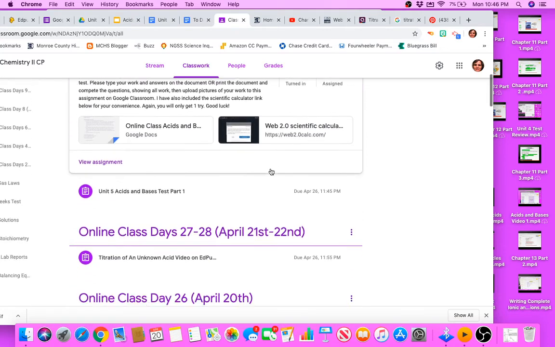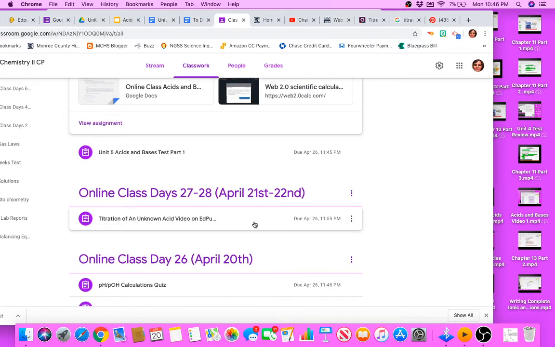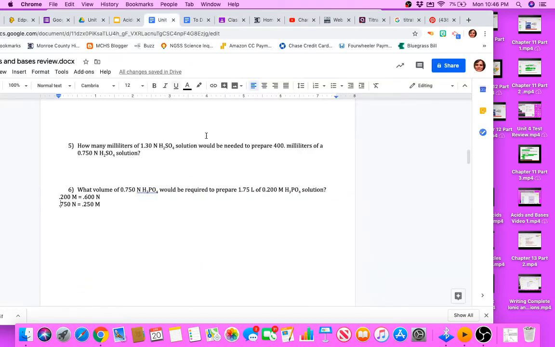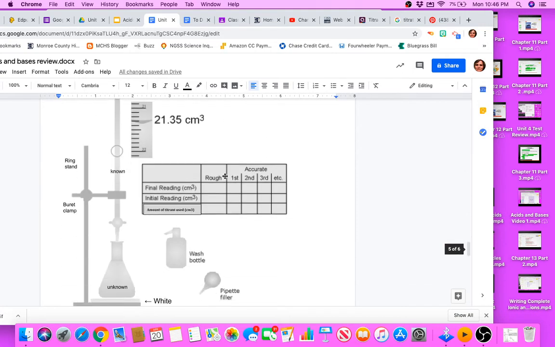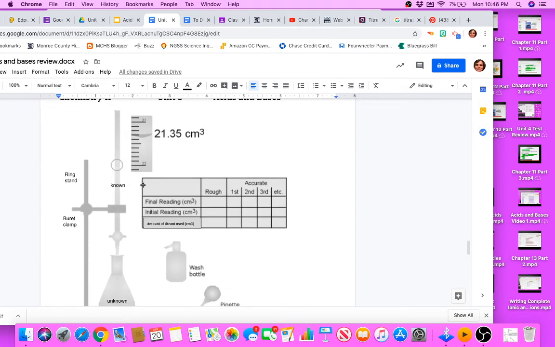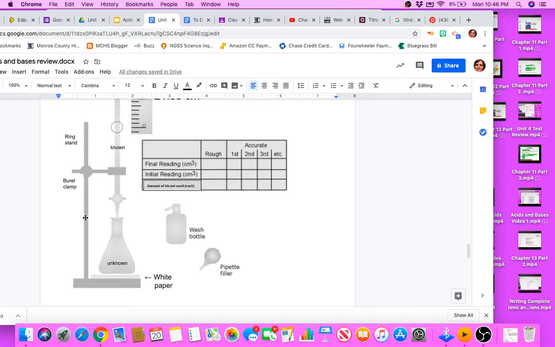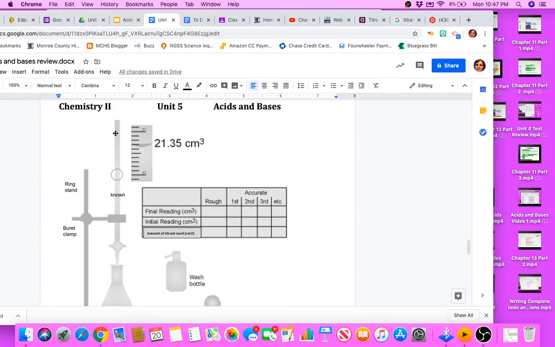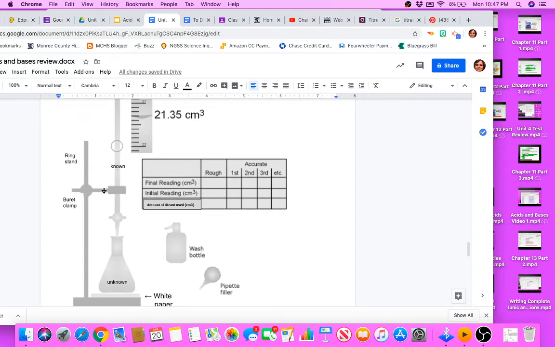So the last thing we need to talk about is what the video was over that you should have already watched about the titration of an unknown acid. Basically, I just wanted to review the apparatus a little bit. Again, you have a ring stand, which I think we've used in class before, and then you have a burette clamp. Now, this one is a little different than the one she showed you on the video, but again, there can be different forms. But basically, your burette is this tall glass tube that is graduated, meaning it has measurement markings on it. And it is held up above your Erlenmeyer flask with the burette clamp.